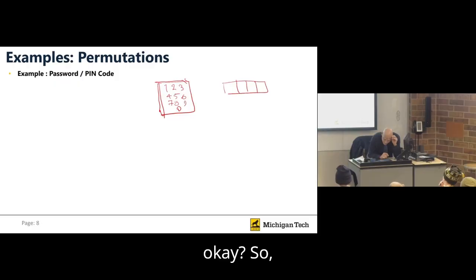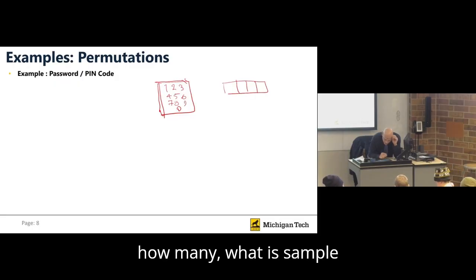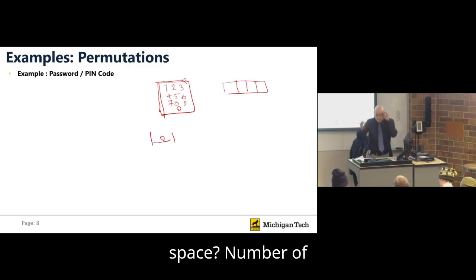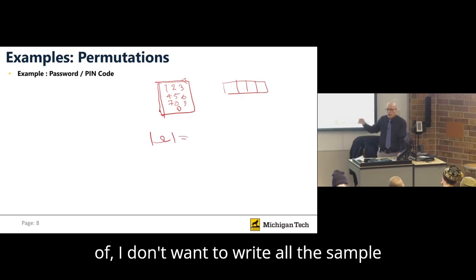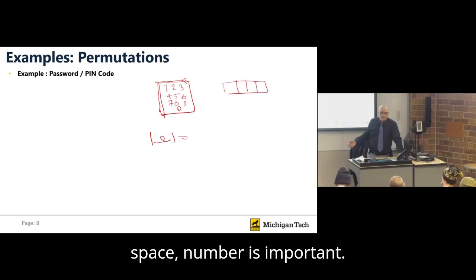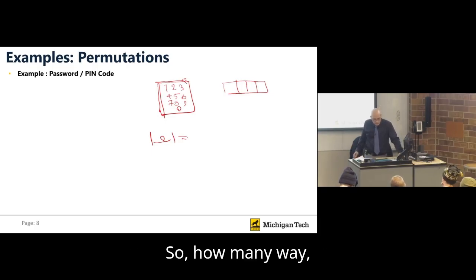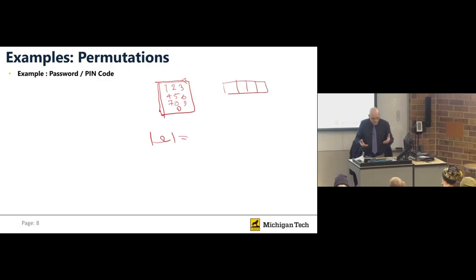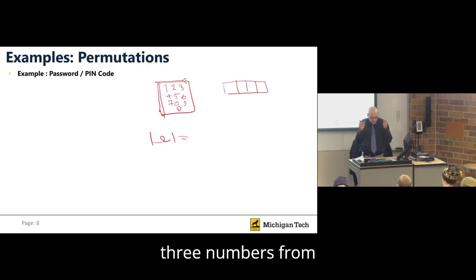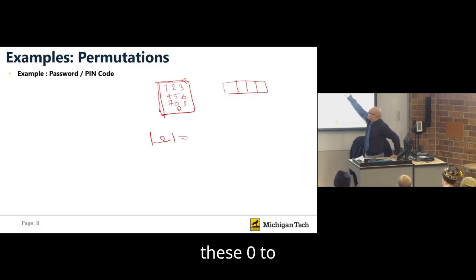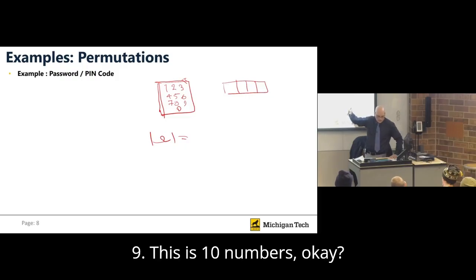So what is the sample space? The number of the sample space, of course. I don't want to write all the sample space; the number is important. So how many ways can you choose 4 numbers from these 0 to 9? This is 10 numbers.